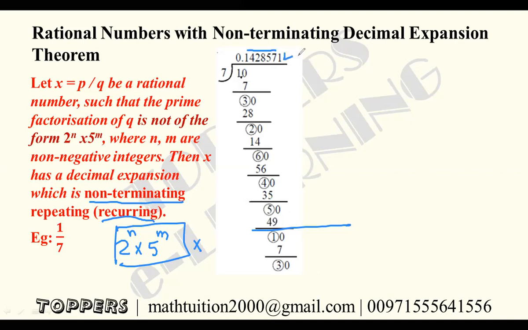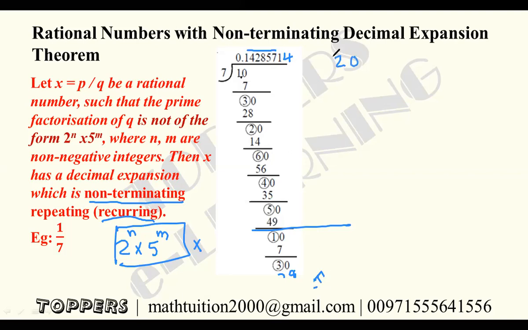34 times. 4 sevens are 28. Then subtracting, you will get 2. I'm just bringing these 2 here. Okay. Then we can put one more 0.